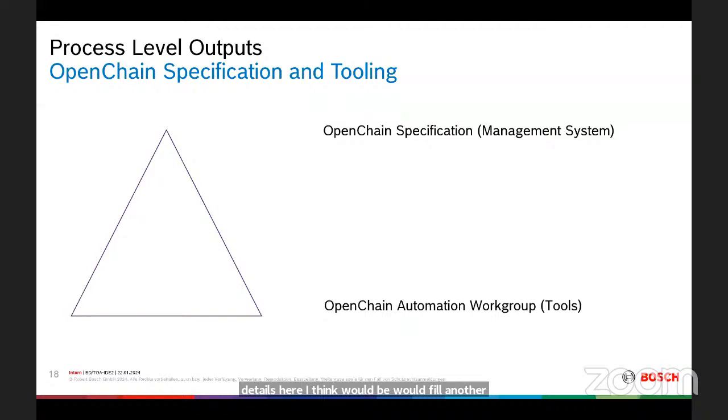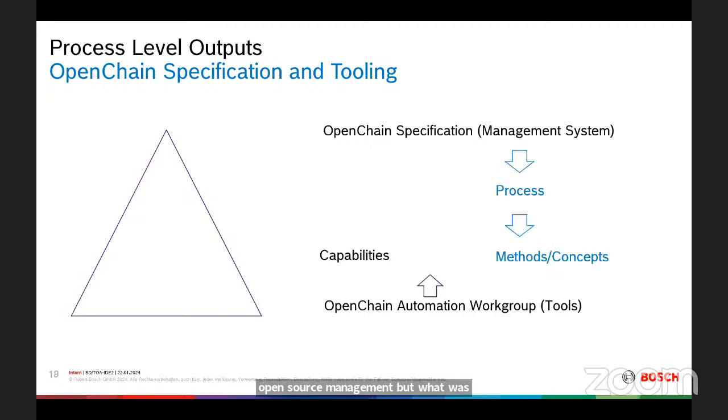On the process level output side, again, some background that I also mentioned a few years ago. We have on the one side the OpenChain specifications. For me, this is a management system definition, right? So a specification for a management system, how I manage my open source. On the other side, we have the automation workgroup in OpenChain, where we tried to provide a good overview of open source tools that you can use for your open source management.